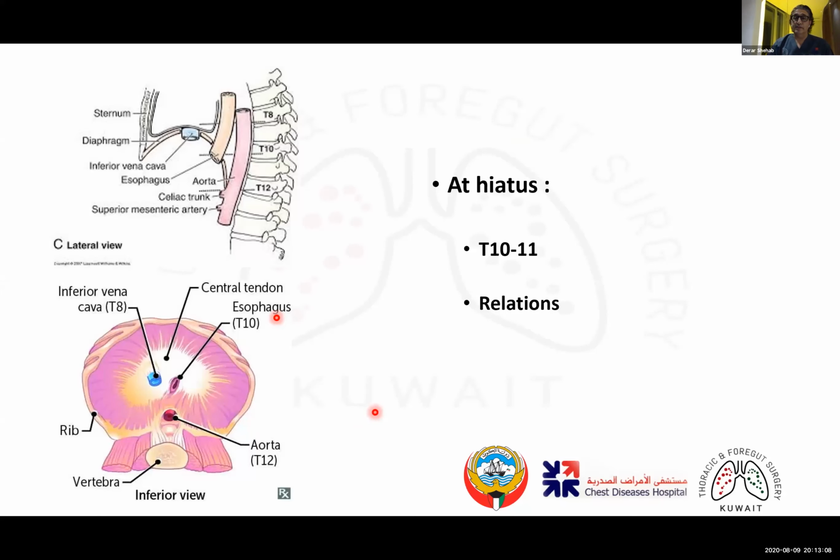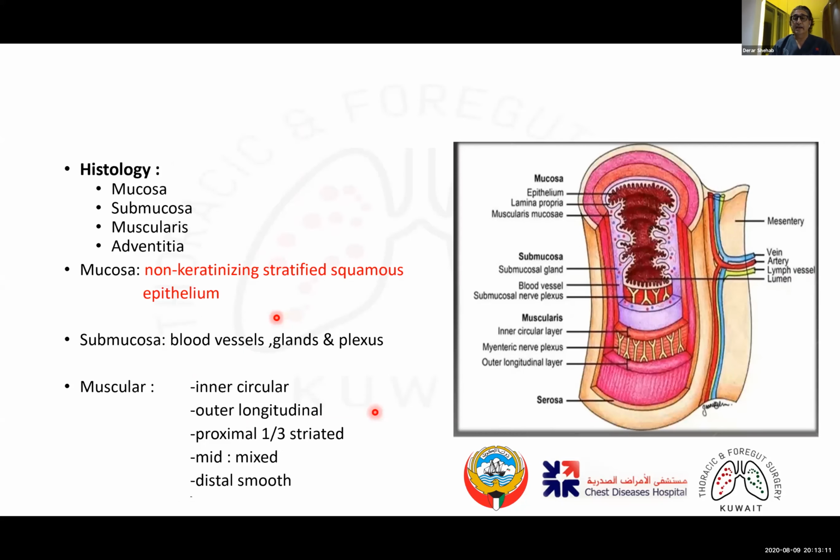The esophageal wall has mucosa, submucosa, muscularis, and adventitia. The mucosa is lined with non-keratinizing stratified squamous epithelium. The submucosa is rich with lymphatics, blood vessels, and glands. Whereas in the muscular layer, we have two types of muscles in the esophagus, the inner circular and the outer longitudinal. The upper third of the esophagus is completely made of striated muscle, whereas the distal third is made of completely smooth muscle.